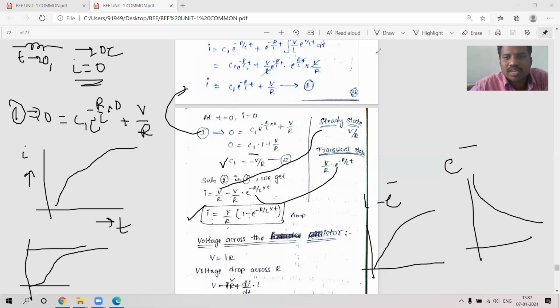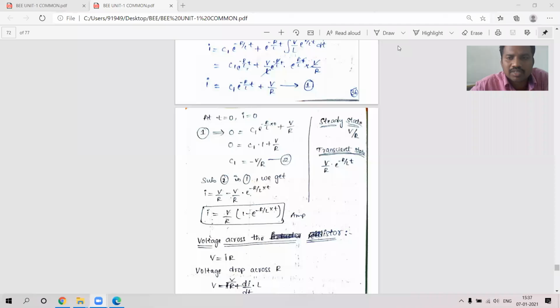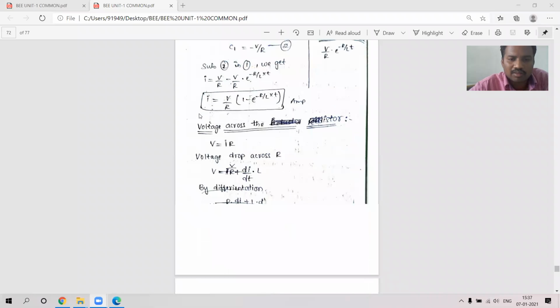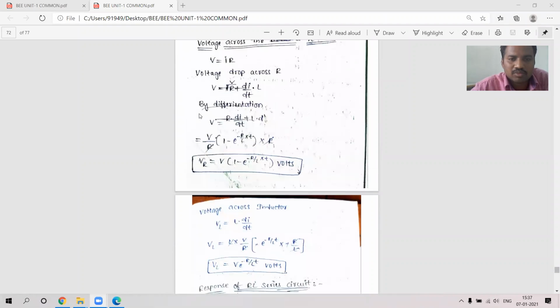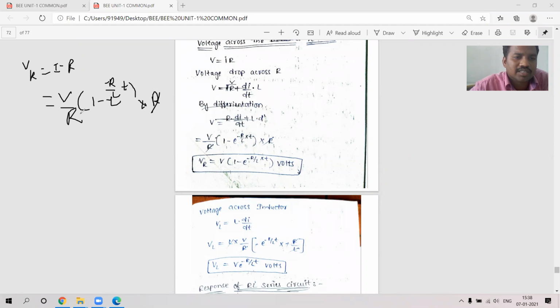And now let us see the graphs for VR and VL. Two voltages we are having, so how will the two voltage responses be? Let us come to the picture. What is the voltage drop across the resistor? VR is equal to I into R. What is I? We got I as V by R into 1 minus e power of minus R by L into t. R into R gets cancelled, so we have V into 1 minus e power of minus R by L into t.